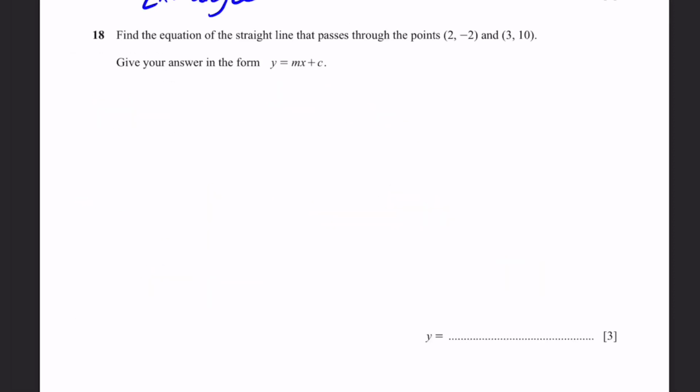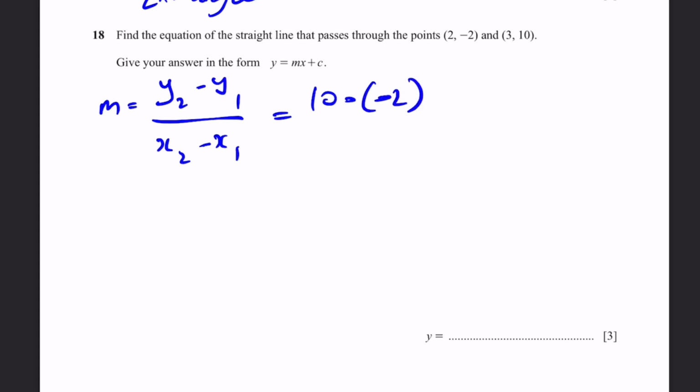Question 18. Find the equation of the straight line that passes through the points 2, minus 2, and 3, 10. Give your answer in the form y equals mx plus c. So first we can find m. M is equal to y2 minus y1 by x2 minus x1. Let's say this is point number 2, this is point number 1, right? So this is y2, this is y1. So that will be 10 minus minus 2 by x2 minus x1, which is 3 minus 2. That will be 12 by 1, which is equal to 12.